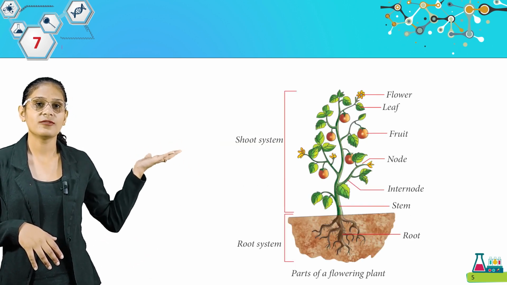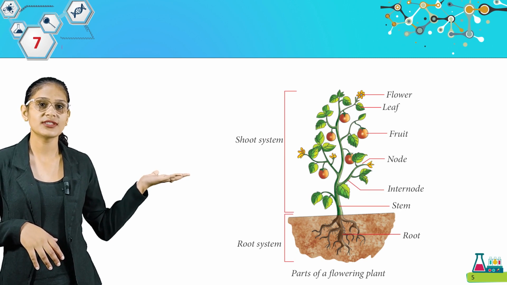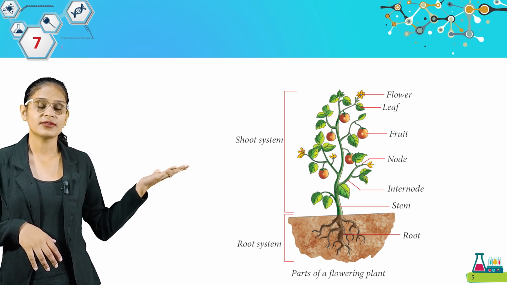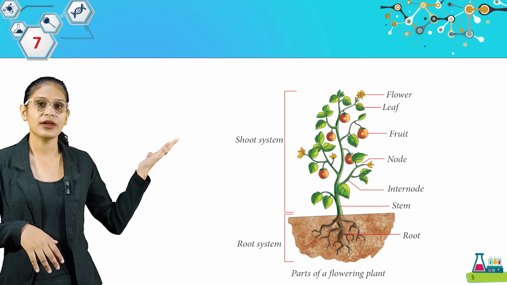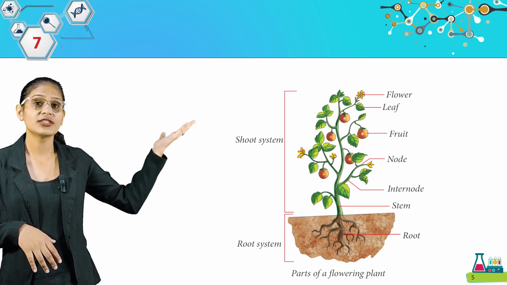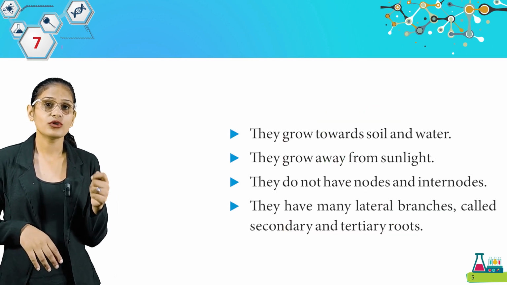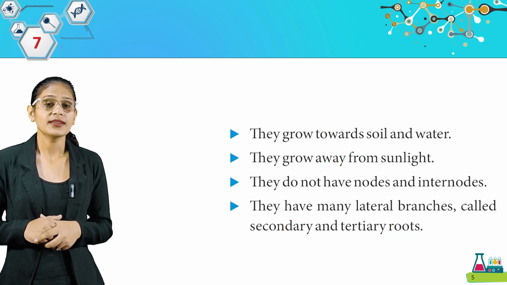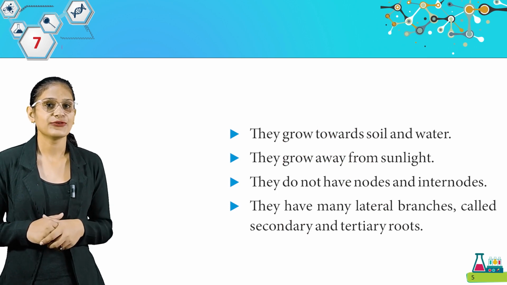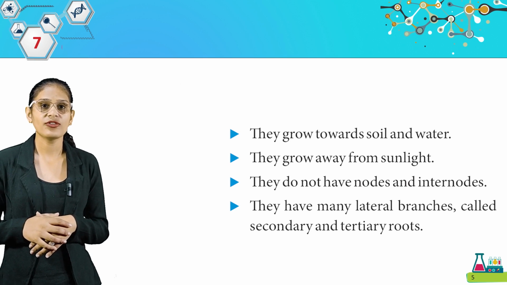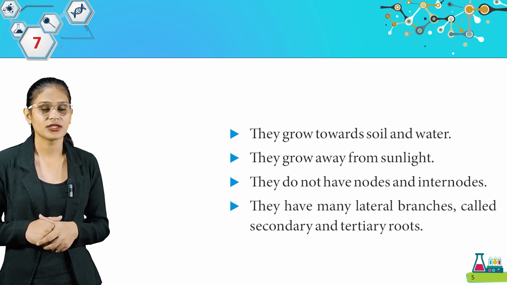These are the parts of flowering plant. Here is root system, shoot system. In root system, root. Then in shoot system, stem, internode, node, fruit, leaf, flower. Get it, students? Now, they grow towards soil and water. They grow away from sunlight. They do not have nodes and internodes. They have many lateral branches called secondary and tertiary roots.